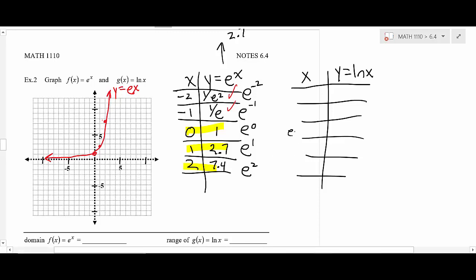Do like e to the 0, e to the 1, e to the second, e to the -1, e to the -2. So you know these things are inverses. So these are the best numbers to use, those numbers right there. Okay? So that would be the best things to use for e. Now, e to the 0 is 1. So what's going to happen if you do the natural log of 1?